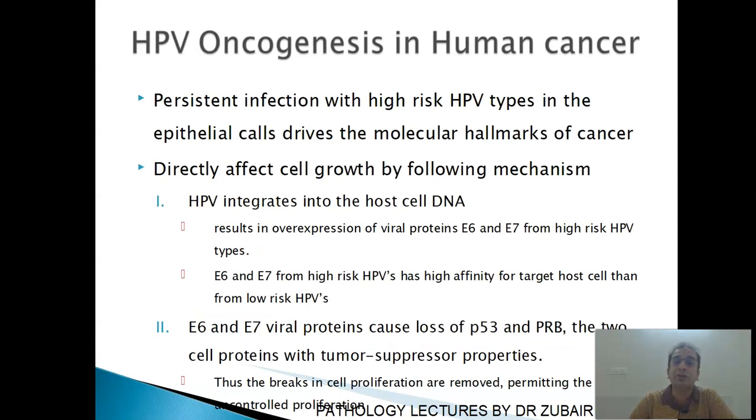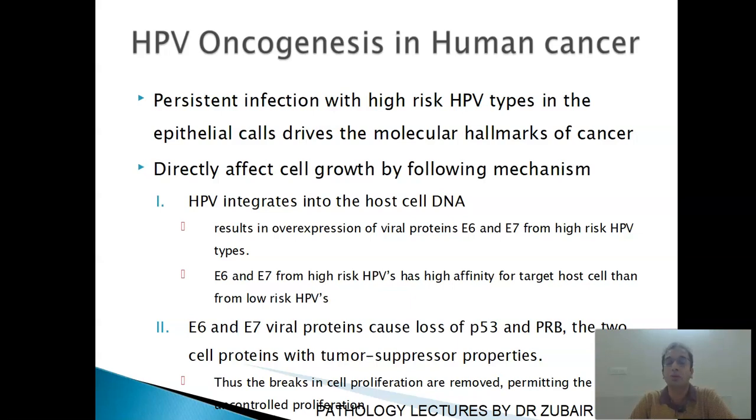So persistent infection with high risk HPV drives the molecular hallmarks of cancer, directly affecting cellular growth by the following mechanism. HPV integrates into the host cell DNA, resulting in overexpression of E6 and E7 from high risk HPV types. E6 and E7 have higher affinity for target host cell proteins than the low risk forms. E6 and E7 cause loss of P53 and retinoblastoma, and these two cell proteins have tumor suppressor properties.